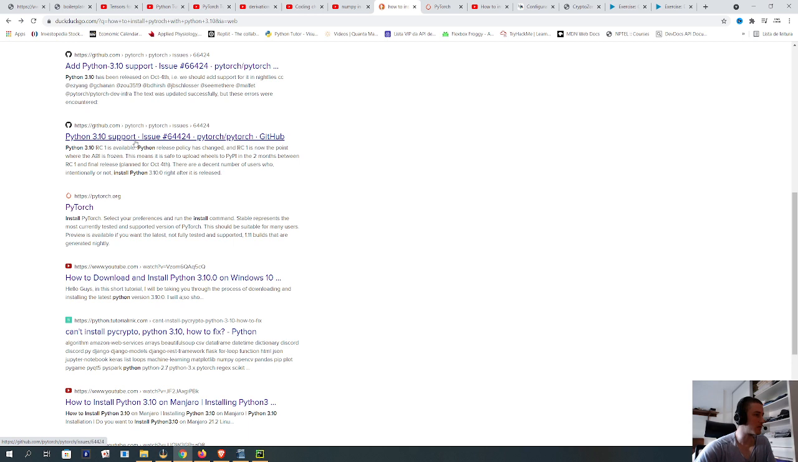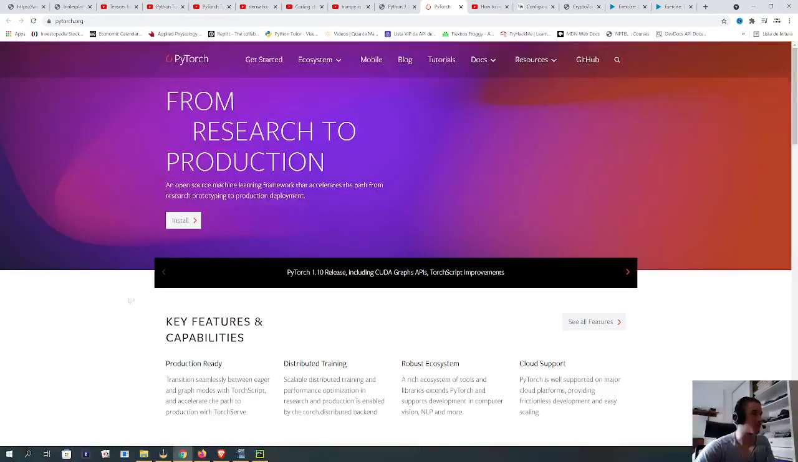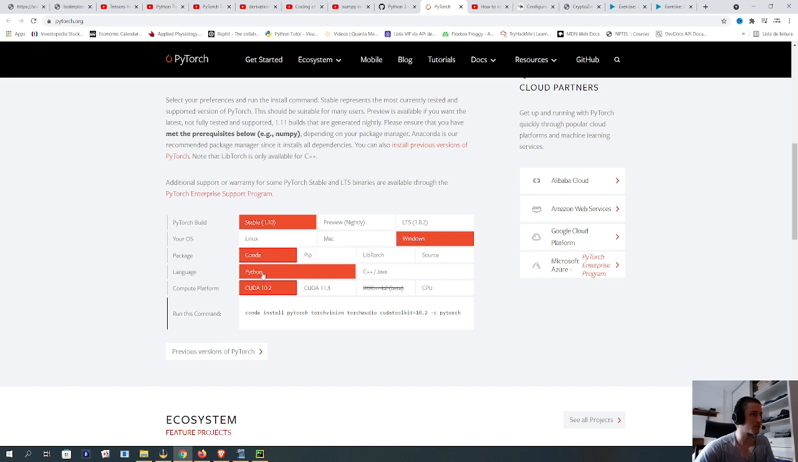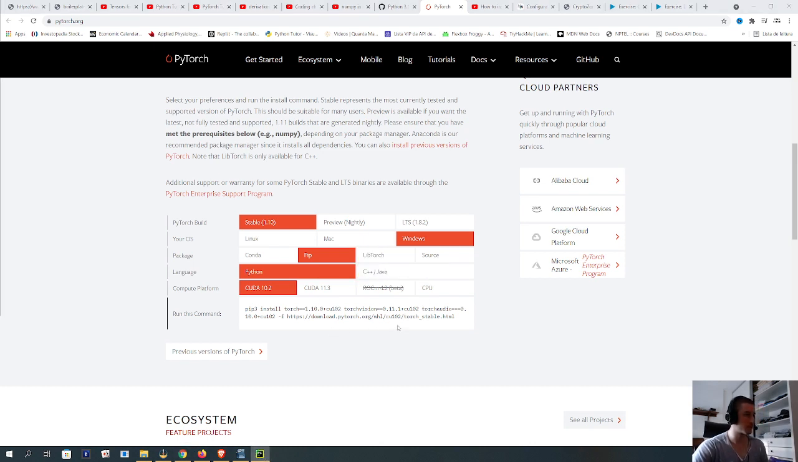So apparently it's not supported by Python 3.10. Okay. Let's try this command. Could not find a version that satisfies the requirement. Torch was from version unknown.